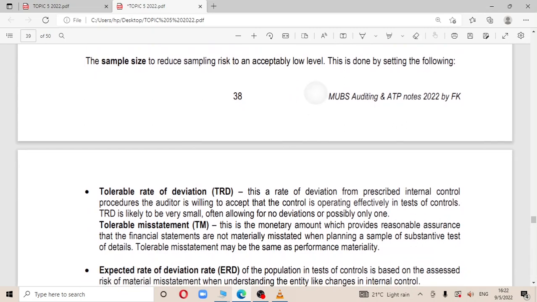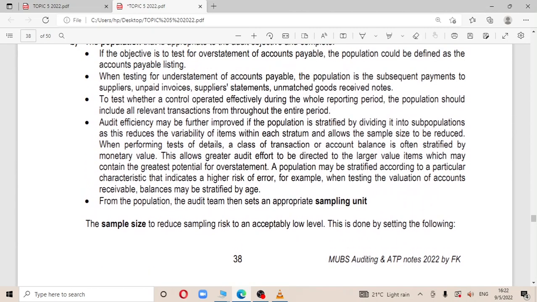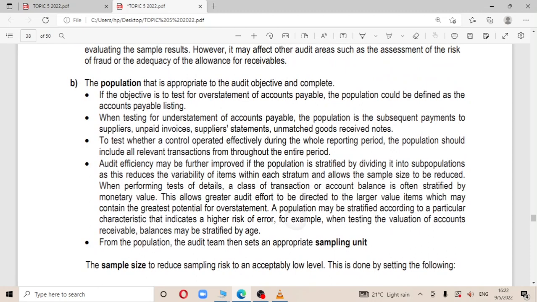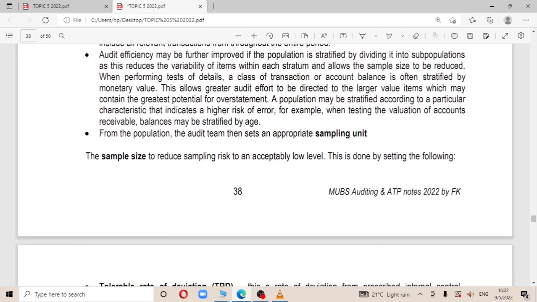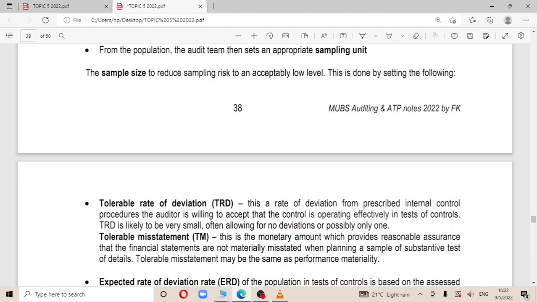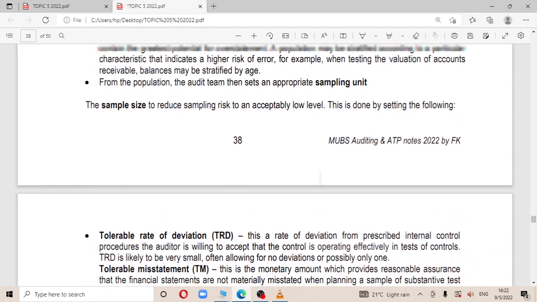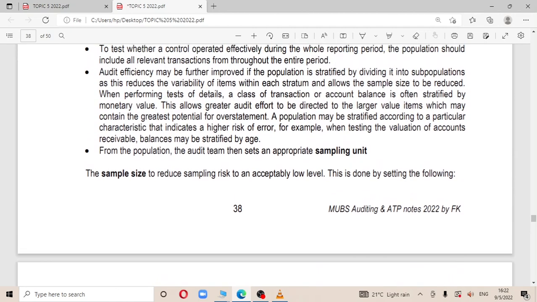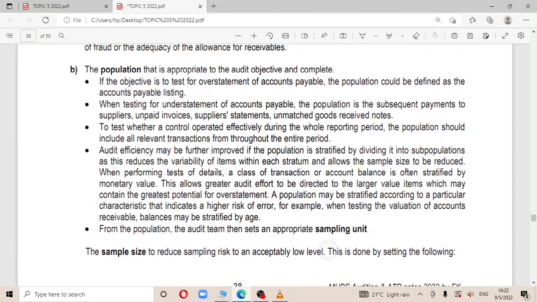Then from the population, of course, you will come up with the sample size. People are giving us formulas of sample size. But if I select the sample size, out of the population, for example, if data is 100, out of 100, what should be the sample? Let's say if you want 70%. So that will mean out of 100, the sample size is 70. But how do you determine the 70 without being biased? So we are saying that you look at the tolerable rate of deviation.